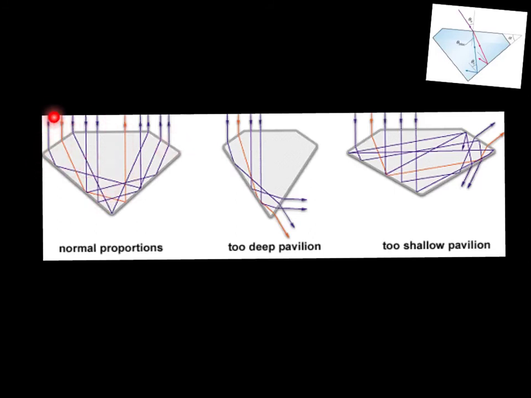So that's why when you turn a diamond, you'll get glints of blue, you get glints of red, you'll get glints of green, because remember there's green light in there too. And there's actually a perfect angle that you want your diamond to be cut so that the light comes out at a whole bunch of different angles.